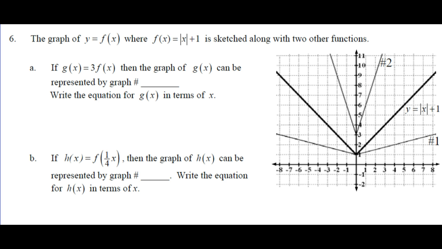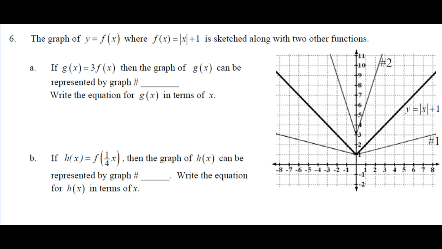So if g of x is equal to 3 times f of x, then the graph of g of x can be represented by graph number... Okay, so what's going on in words? g of x is 3 f of x. What are we doing to f of x?